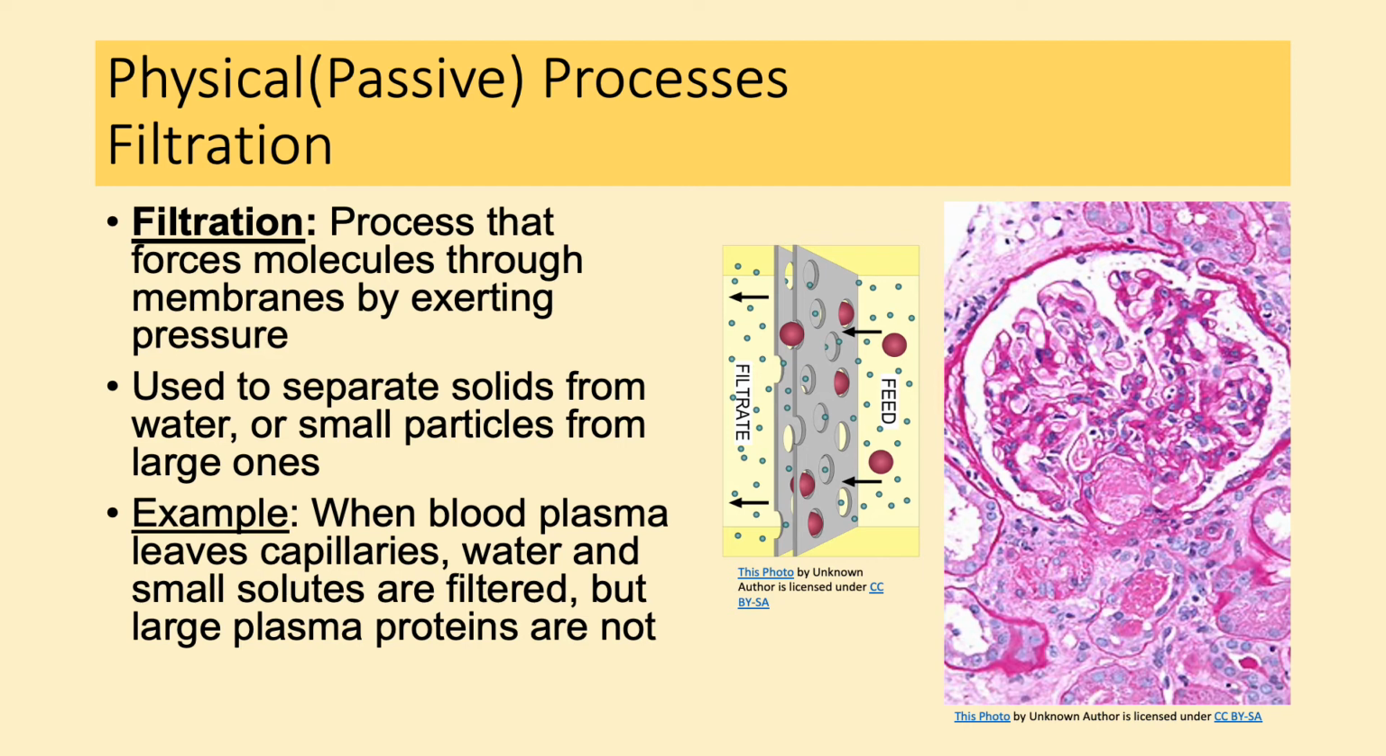through filtration. Another area where filtration happens is our kidneys, and I have a histological slide picture here. It shows the nephron, which is the smallest unit of the kidney, that filters the blood plasma to the Bowman capsule. It is the first step to create urine.